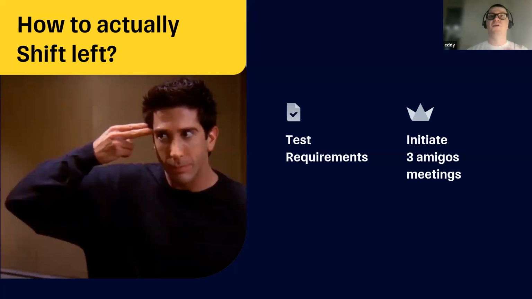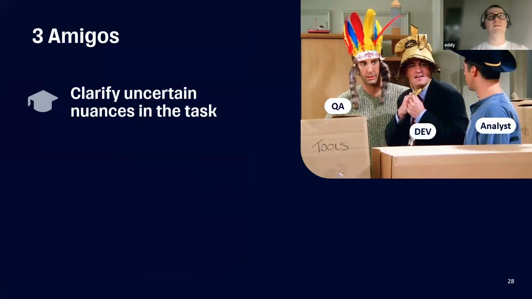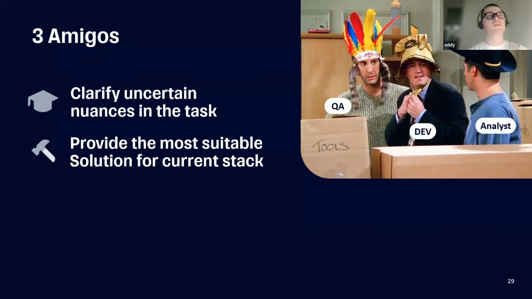So let's talk about Three Amigos meetings, because this is like the biggest part of shift left for me and my team specifically. First of all, what is Three Amigos? These are meetings that involve all three members of the team: quality assurance, developer, and analyst. And they clarify uncertain nuances in the task. I will have a very good example of that later in the presentation, so don't worry, hold with me for just a little bit. Then they also provide the most suitable solution for the current stack.